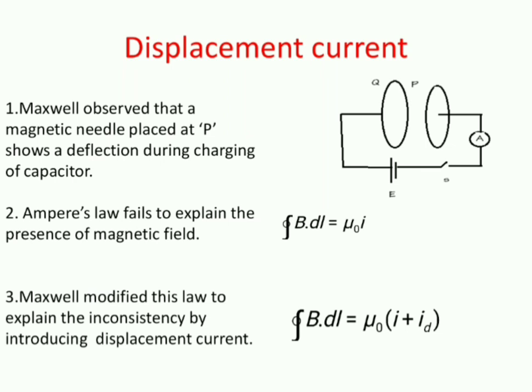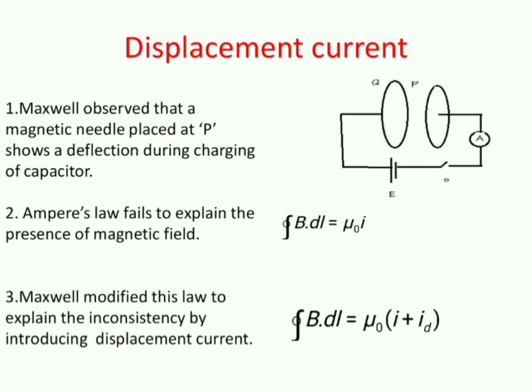Okay, look at the second point. Ampere's law fails to explain the presence of magnetic field at the point P. Using integral B dot dl is equal to mu naught I, you can't explain why there is a magnetic field at the point P. But Maxwell modified this Ampere's law into Maxwell-Ampere's law, that is integral B dot dl over a closed loop is mu naught into (I plus ID). This ID is called displacement current. So if you assume that there is a displacement current even between the plates of the capacitor, because of this displacement current, you can explain the presence of magnetic field.